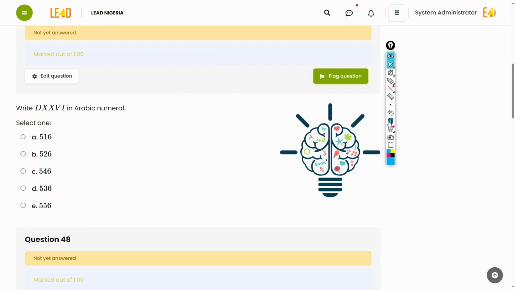What is DXXVI in Arabic numerals? I have to split it up into hundreds, tens, units. So this is going to be D, which is a multiple of 100, plus XX, which is a multiple of 10, plus VI. So this is 500 plus 20 plus 6, which is 526.